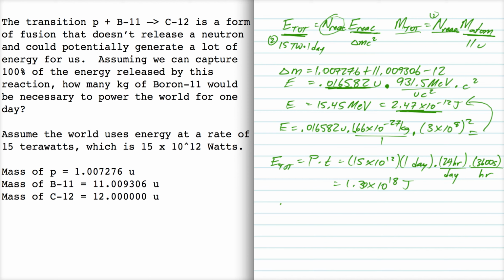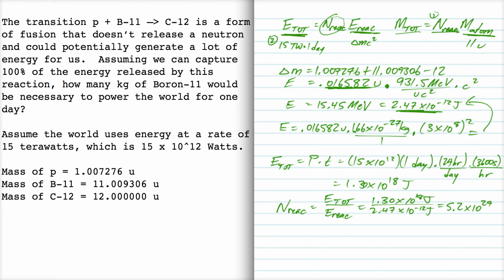Okay, so now I can calculate the number of reactions. That's the total energy divided by the energy per reaction. So that's 1.30 times 10 to the 18th joules. That's how much energy is used in a day, and I'm going to divide by this little bit of energy per reaction to get N, which is 5.2 times 10 to the 29th atoms.